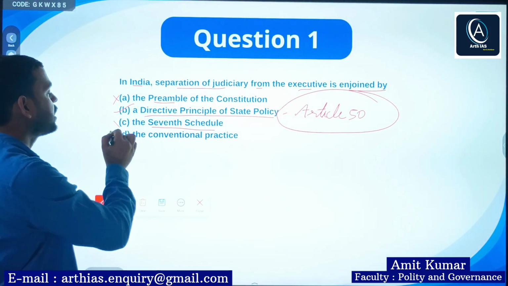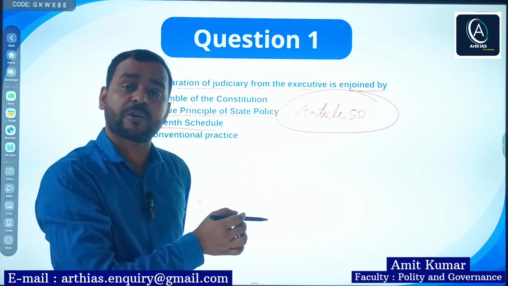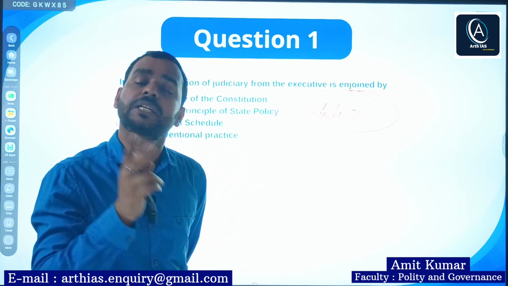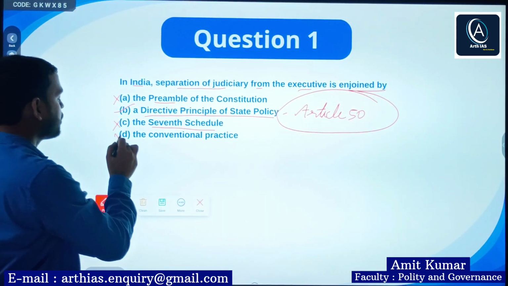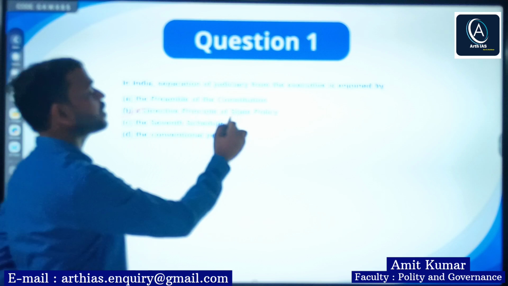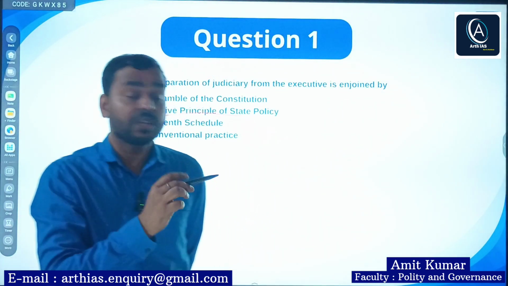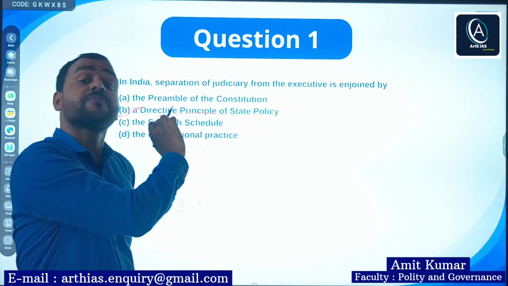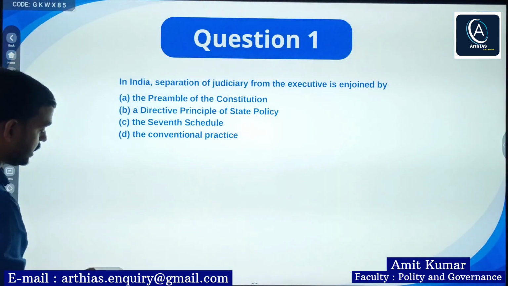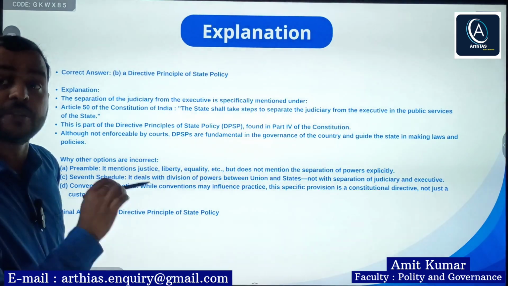The 7th Schedule, you would be knowing, talks about division of power among the Centre and state, with three lists: Union list, State list, Concurrent list. Conventional practice? No. So, B is the right answer to this question. It means Directive Principles of State Policy under Article 50 talk about separation of judiciary from the executive. Here is the explanation. You can pause the video and read.